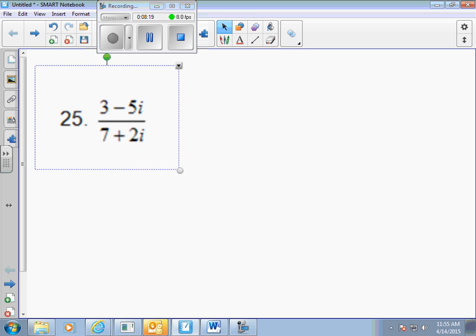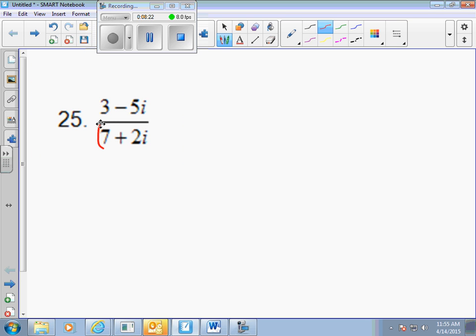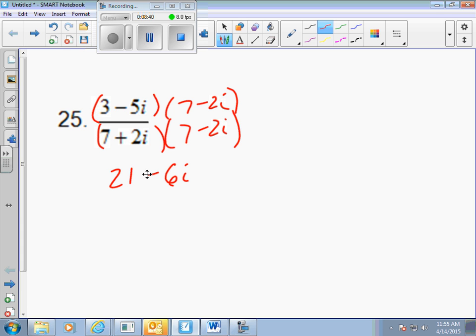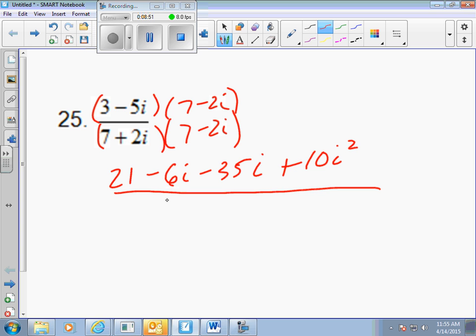And my last one here is a complex conjugate one. Let's multiply both top and bottom by 7 minus 2i, and we're going to have to FOIL the top and the bottom. On the top, I get 3 times 7 is 21. 3 times -2i is -6i. Inside times inside gives me -35i. And last times last is 10i squared. On the bottom, when I FOIL, I get 49 minus 4i squared.